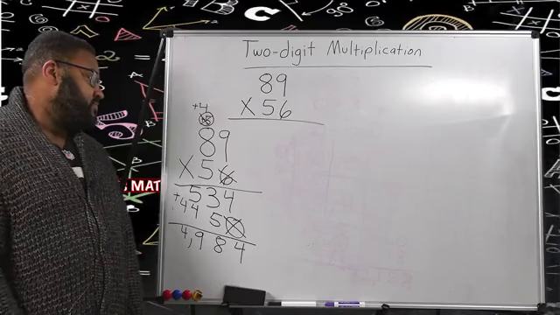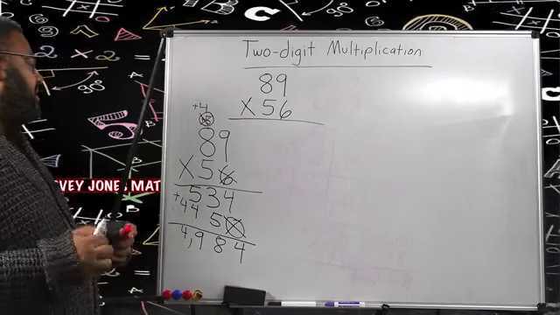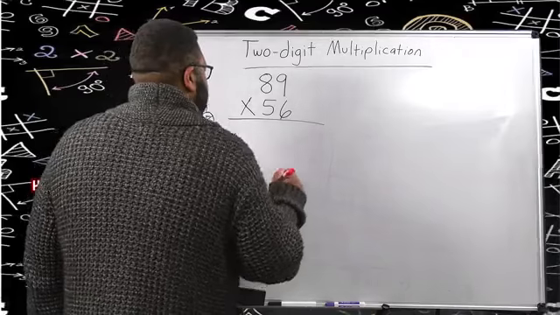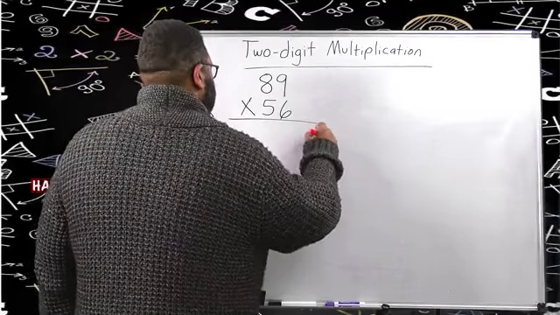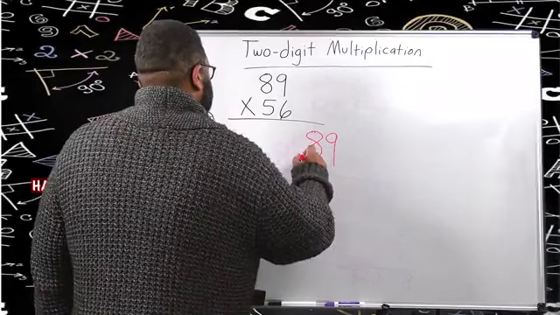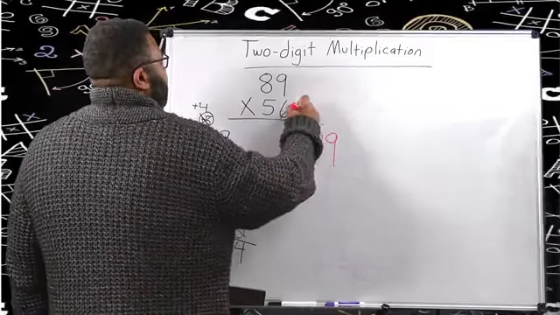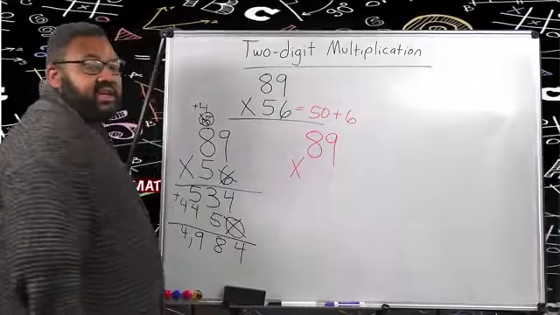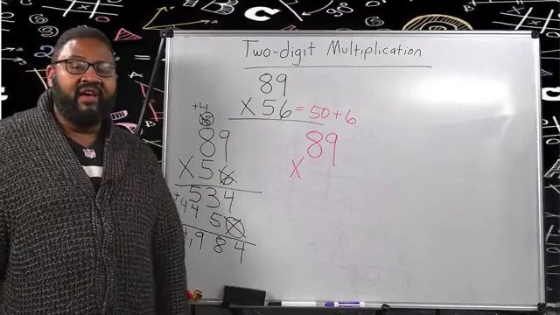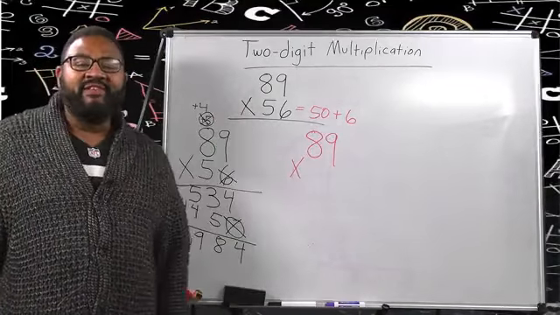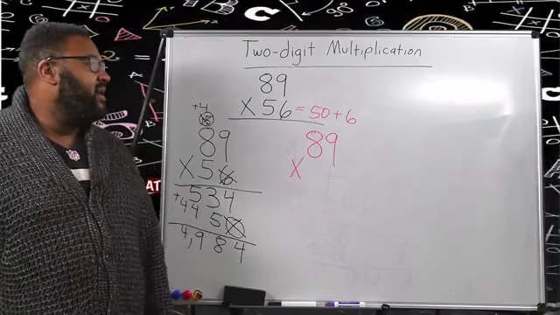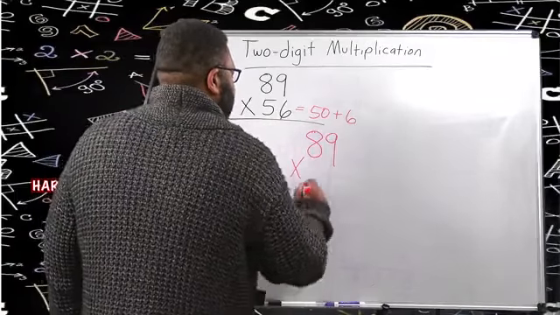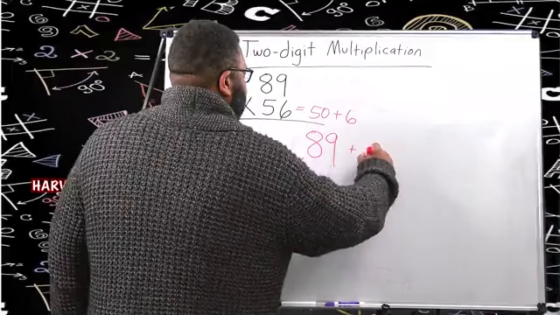4,984. All right, now I'm going to do the traditional way right here. What do you mean by that? I'm just going to write this 89 times what we got here. That's going to be 50 plus 6. Hey, don't get upset. All we're doing right now, this is the expanded form of 56. What does that mean right here? That's 89 here plus your 89 here.